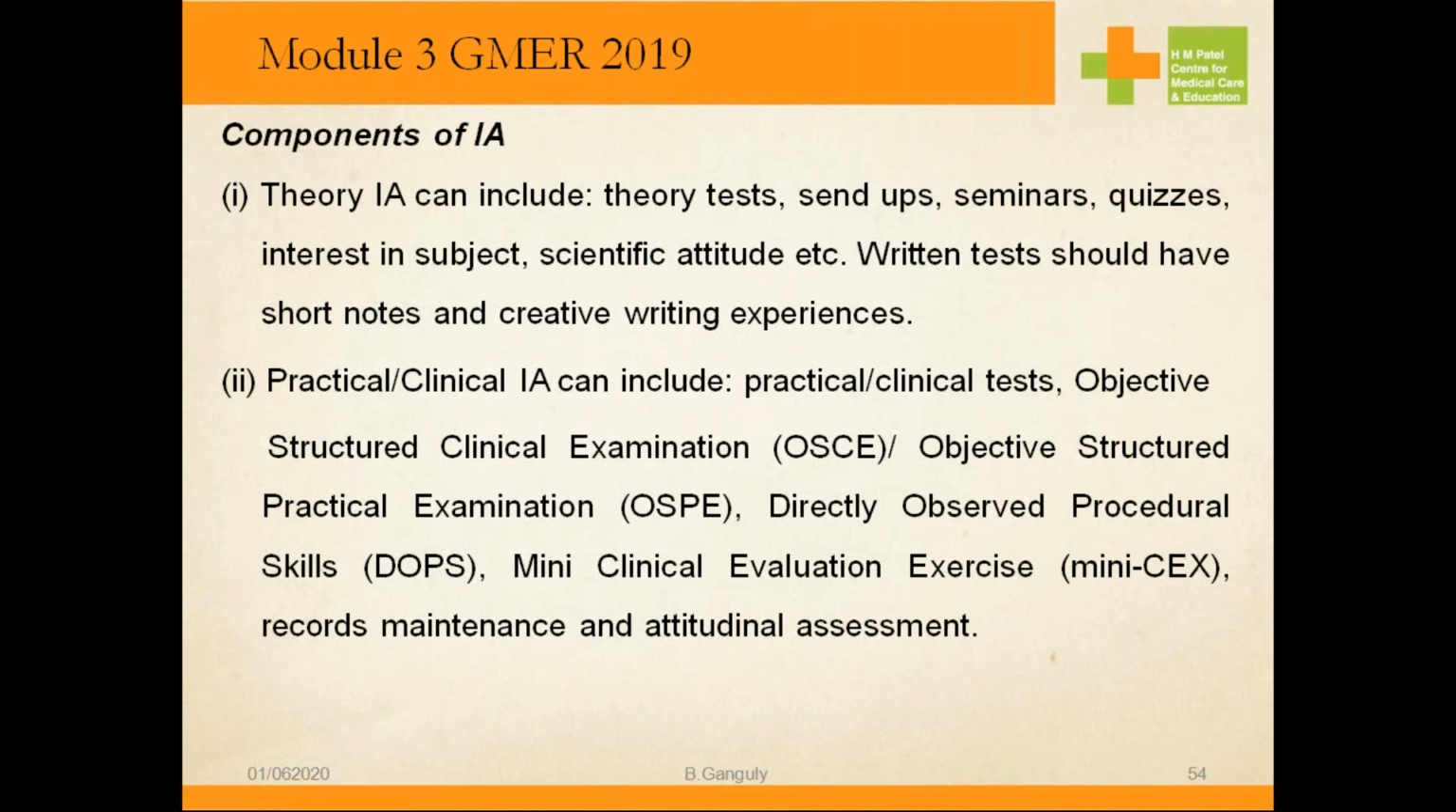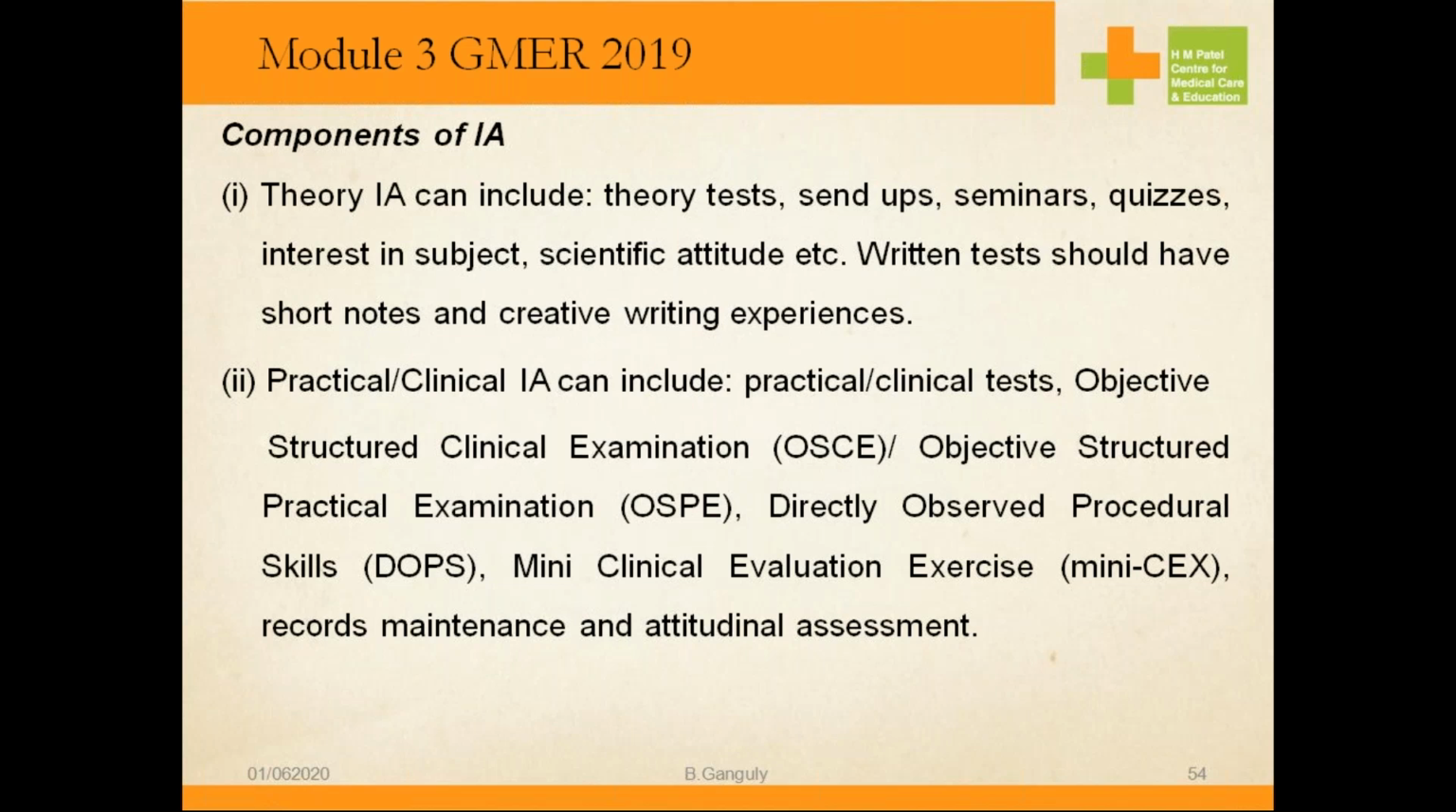But the moment we try to make it, after 2 months, there will be one exam. After the fourth month, there will be another exam. After 6 months, there will be another exam. So that will create anxiety among the students. And for 7 days or 5 days, they will not be around.